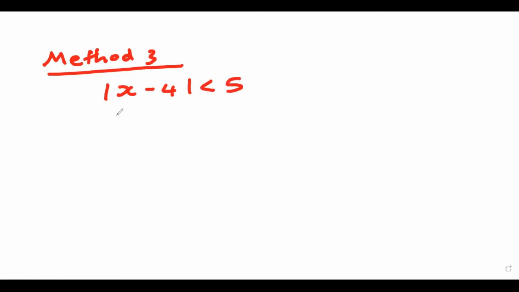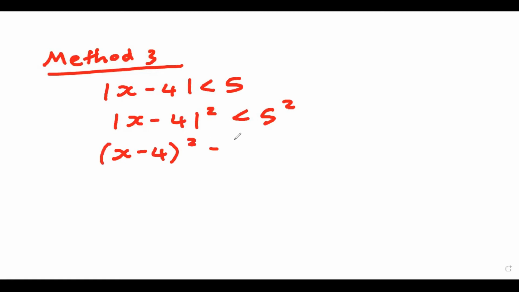Then we'd have method 3. So again, we have the modulus of x - 4 less than 5. What we could do is square both sides. So we'd have the modulus of x - 4, squared, less than 5 squared. So we'd have (x - 4) squared minus 5 squared less than 0. So this could be the difference of two squares.